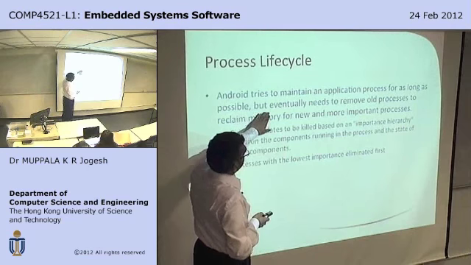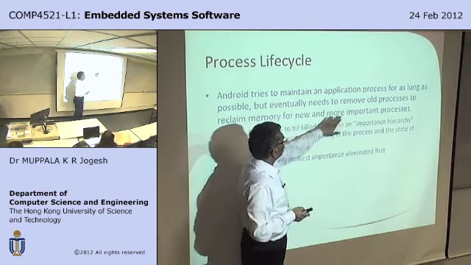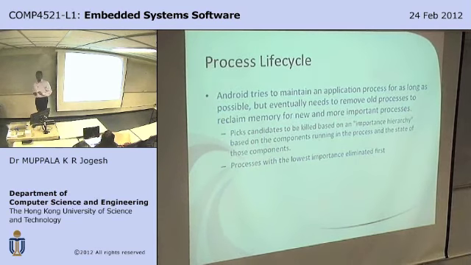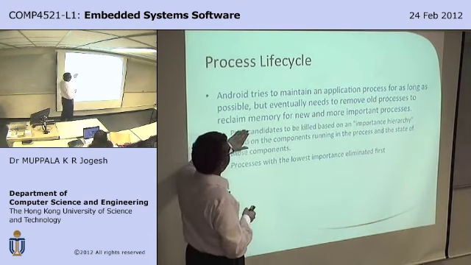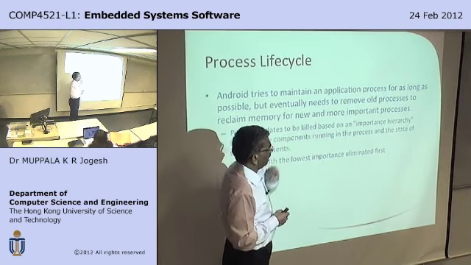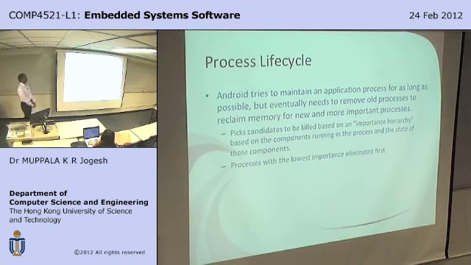So sometimes Android may need to remove old processes and reclaim the memory for more important processes. Now, how do you decide whom to get rid of? You need some kind of specified set of rules which say, I need to reclaim some memory, who am I going to get rid of first? You obviously want to get rid of those that will cause the minimum damage. So the Android framework picks candidates to be killed based upon an importance hierarchy.